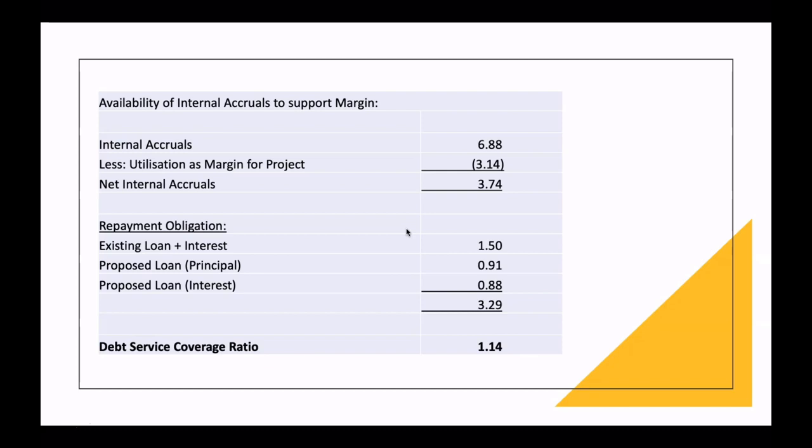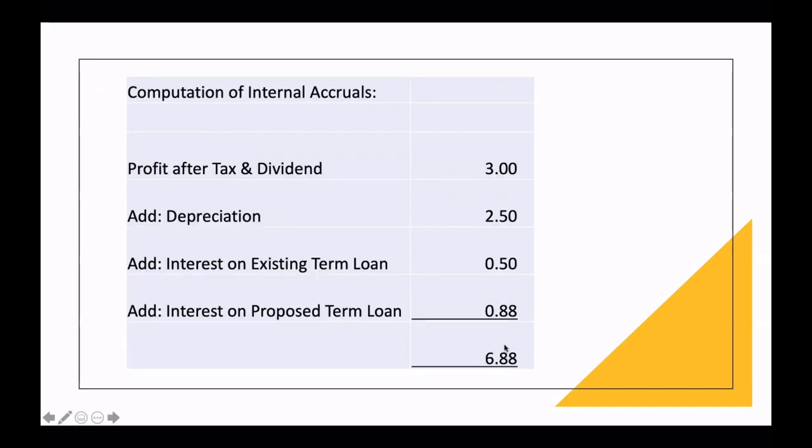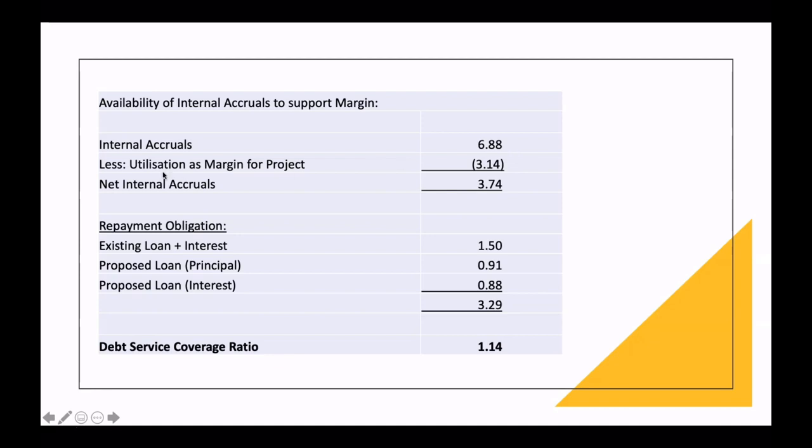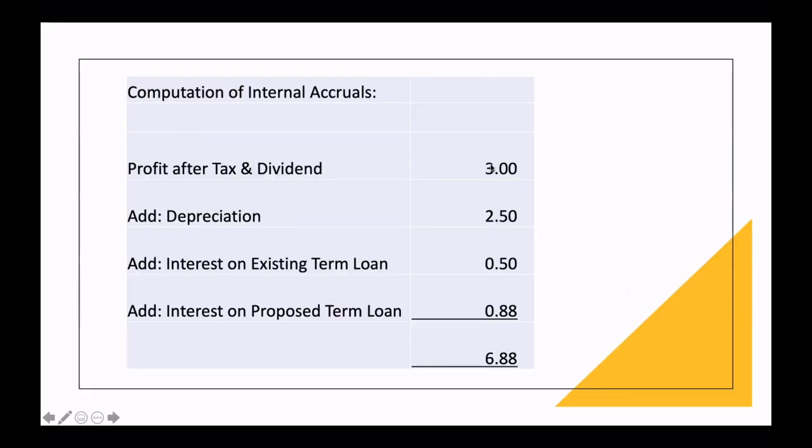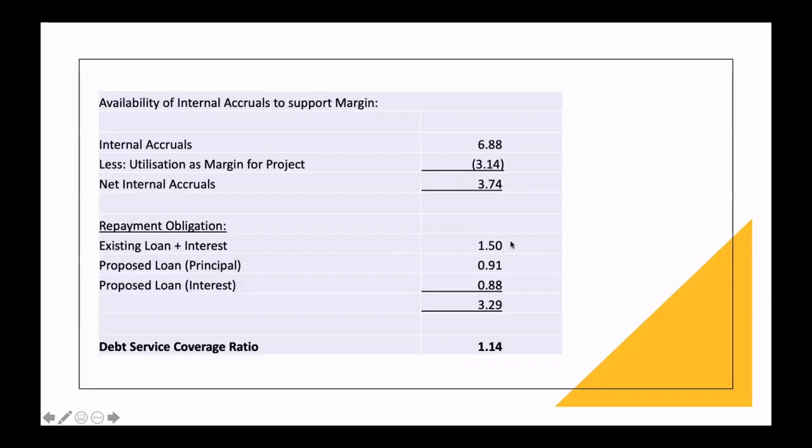Okay, now listen. We have to check whether internal accruals can be used as margin for this project or not. Just now we have computed the gross internal accruals as 6.88 crore. From that, let us deduct what is going to be utilized as margin for the project. 3.14 crore is going to be utilized. It means the net internal accrual is 3.74 crore. Okay, so this is what is available for servicing the loan. Right. What is their existing repayment obligation? Put together it is 1.5 crore. What is the proposed repayment obligation? 7.32 crore divided by 8 years. So you will get your annual repayment plus the interest. So let's capture that here. Existing loan plus interest is 1.5 crore.